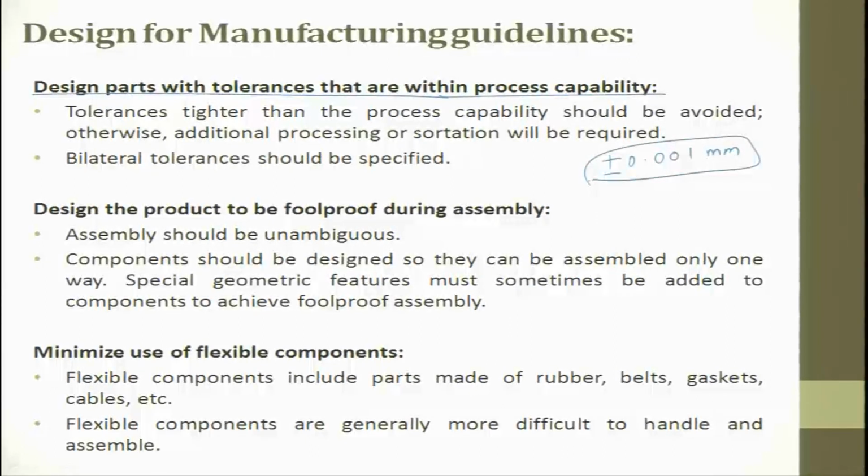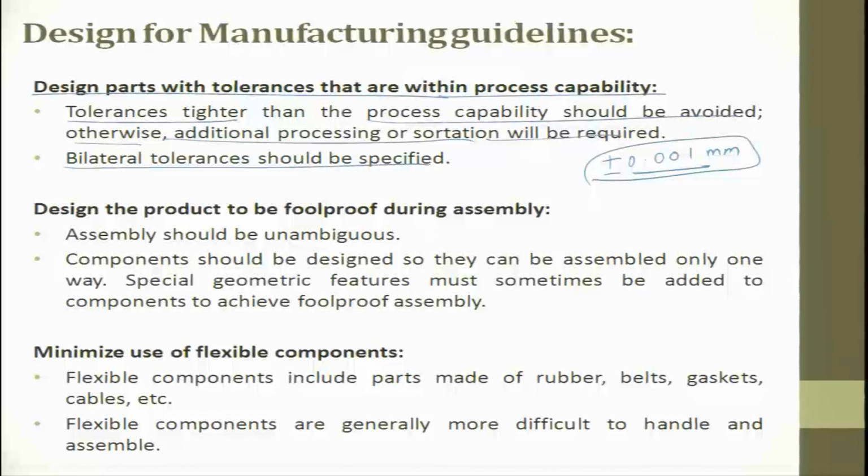So what we are trying to say in this design for manufacturing is, knowing the capability of the process, you try to change your design such that these tight tolerances you don't give. The moment you don't give tight tolerances, the process which is trying to make it becomes easier and the process capability of that process is also higher. So tolerance tighter than the process capability should be avoided, otherwise additional process or sortations will be required.